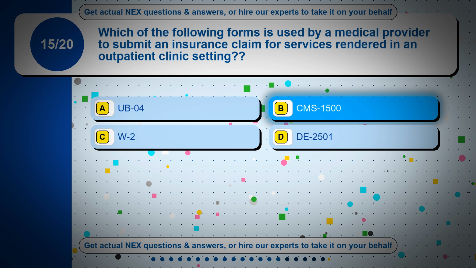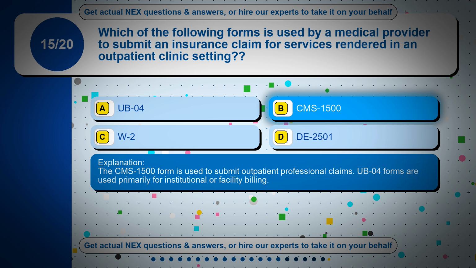CMS-1500. The CMS-1500 form is used to submit outpatient professional claims. UB-04 forms are used primarily for institutional or facility billing.